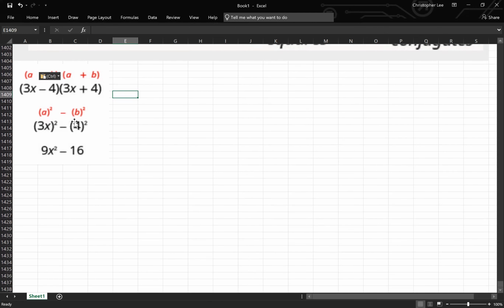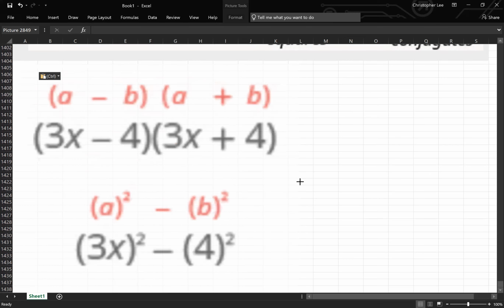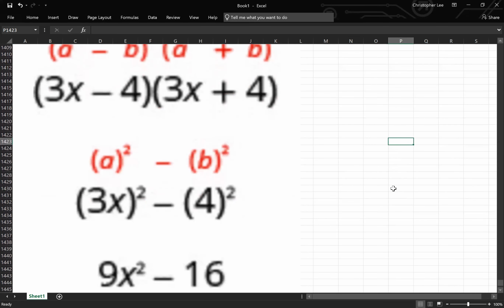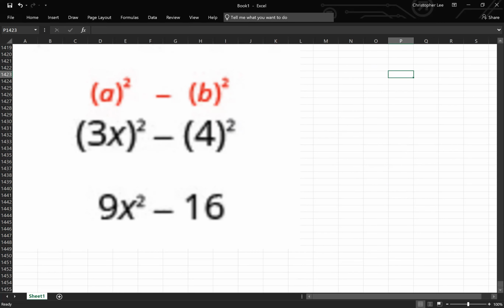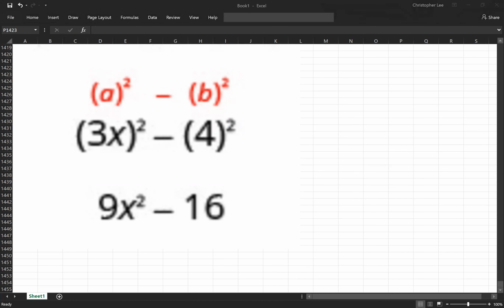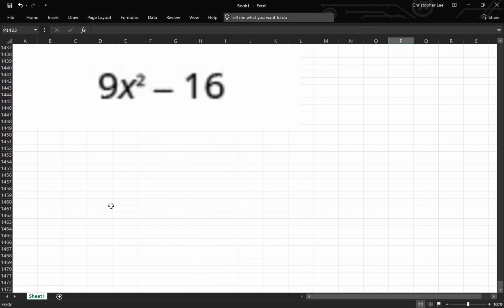Let's say I have A minus B times A plus B. That's going to be like 3x minus 4 times 3x plus 4. If we were to distribute this out, we know that this would become 3x squared minus the b squared, which is 4 squared. The middle terms knock out, giving us 9x squared minus 16. Obviously, I want to go in reverse, from the bottom to the top with this. So let's look at an example.